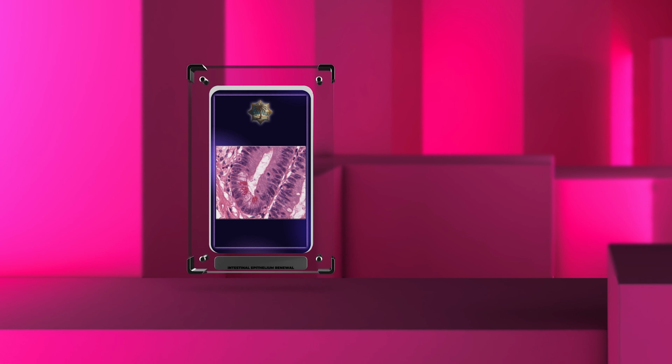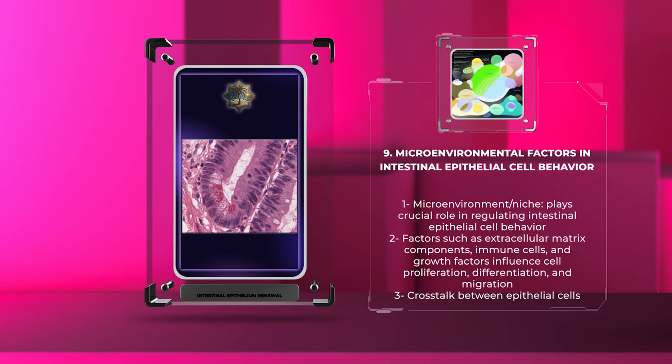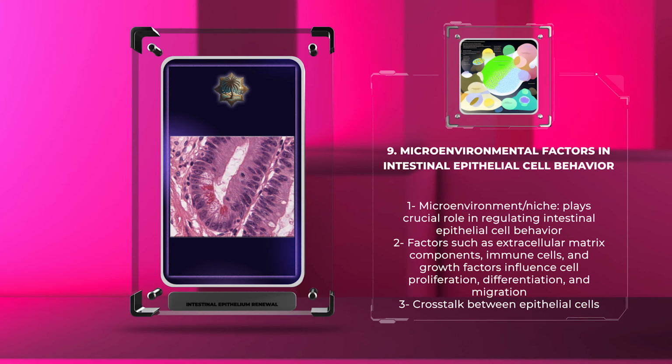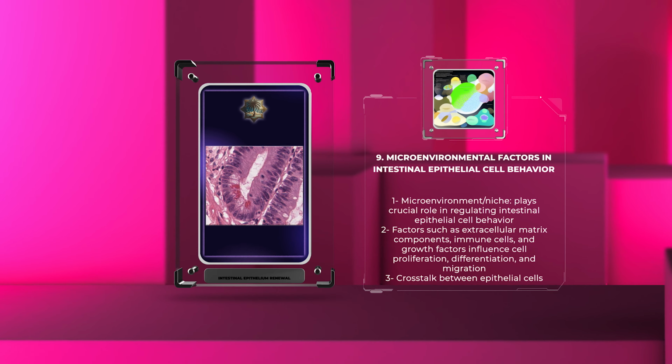The microenvironment surrounding intestinal epithelial cells, also known as the niche, plays a crucial role in regulating their behavior. Factors such as extracellular matrix components, immune cells, and growth factors influence cell proliferation, differentiation, and migration. Crosstalk between the epithelial cells and the microenvironment ensures proper tissue function and repair.